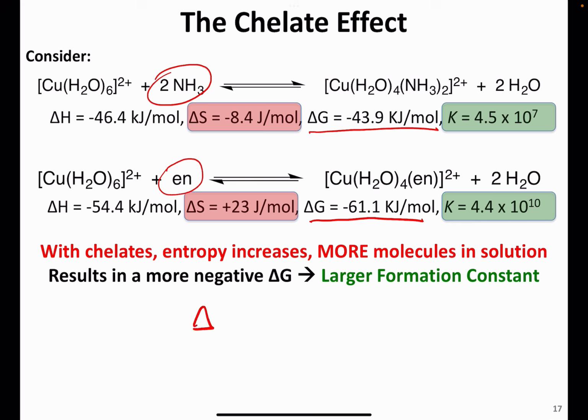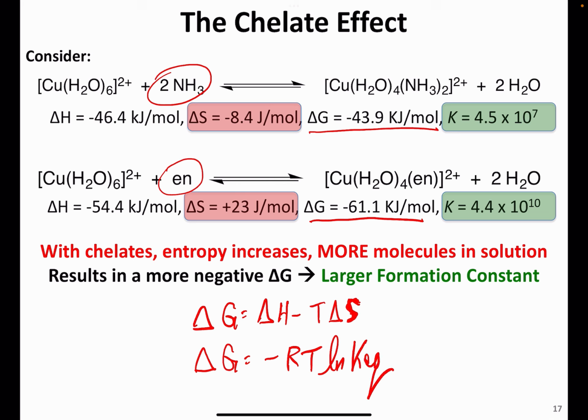Well, delta G equals delta H minus T delta S. Delta G also equals negative RT ln K_eq. Notice that the driving factor, and especially the one they talk about in your textbooks, appears to be the entropy. The more positive the entropy, the more thermodynamically favorable the reaction will be. So why is the entropy so favorable in the case of ethylene diamine? Well, remember, entropy is disorder. The more molecules that are present in solution, the more disorder you have.